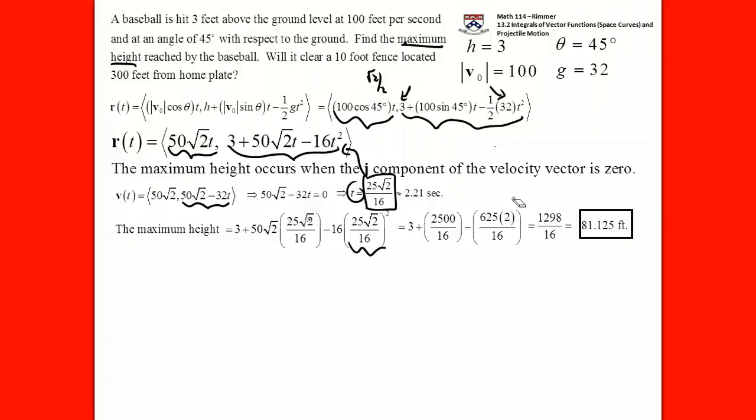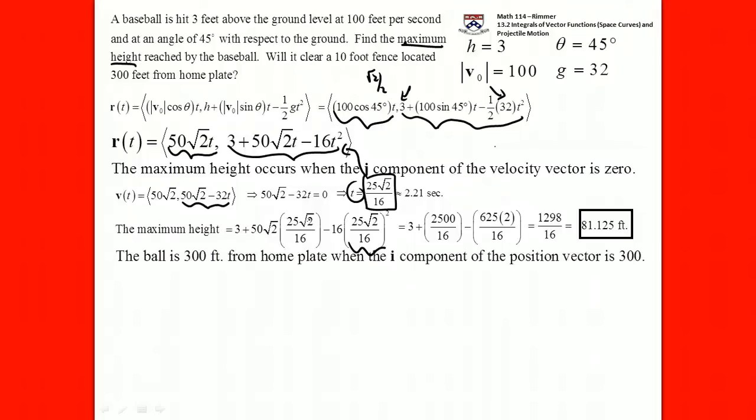Okay, so 81 and an eighth. So 81 feet, 81.125 feet off the ground. 81 and an eighth. That's the maximum height reached by the ball. You can't use the symmetry because it's not launched from the ground. You can't just double the time to figure out when it gets back to the ground. If you double the time, that's actually when it gets back to that height of 3 feet off the ground.